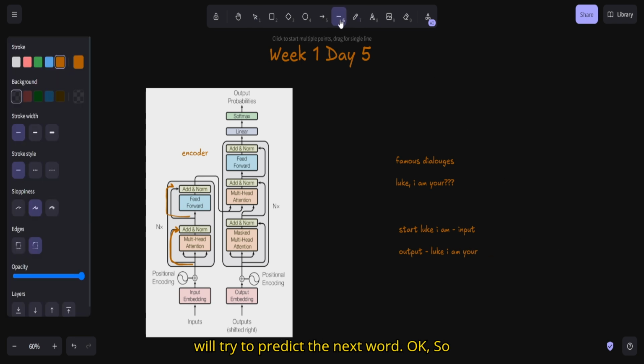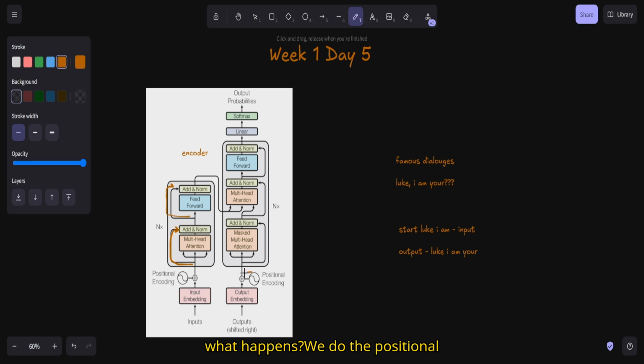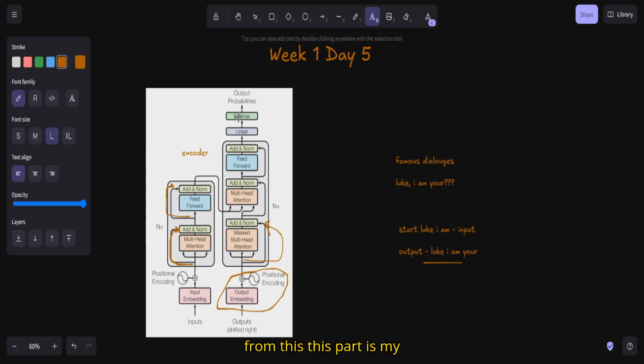So what happens? We do the positional encoding and output embedding here also. We embed this "Luke, I am your" here. Then we have a masked multi-head attention. Earlier it was just multi-head attention, now it is masked multi-head attention. And now add and norm is there, and there is normalization here too. And this part is my decoder.